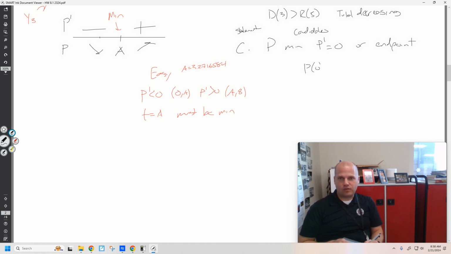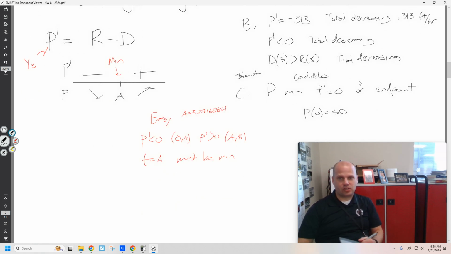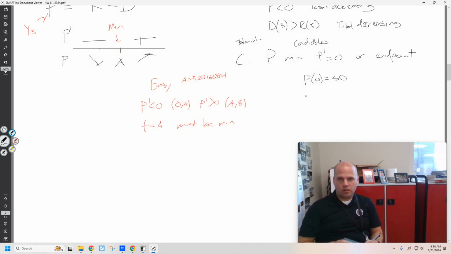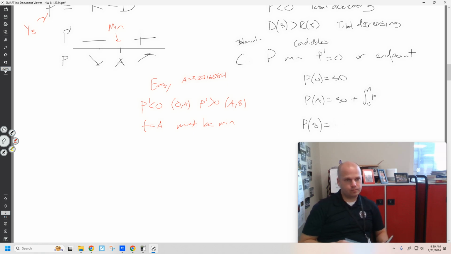Well, we already know P of 0 is 30. We have not found anything else. So we just have to do all of our work. Let's find P of A, which equals 30 plus, I'm going to just have things combined, the integral from 0 to A of P prime. And let's find P of 8, which is P of A if I wanted to, or it's P of 0.